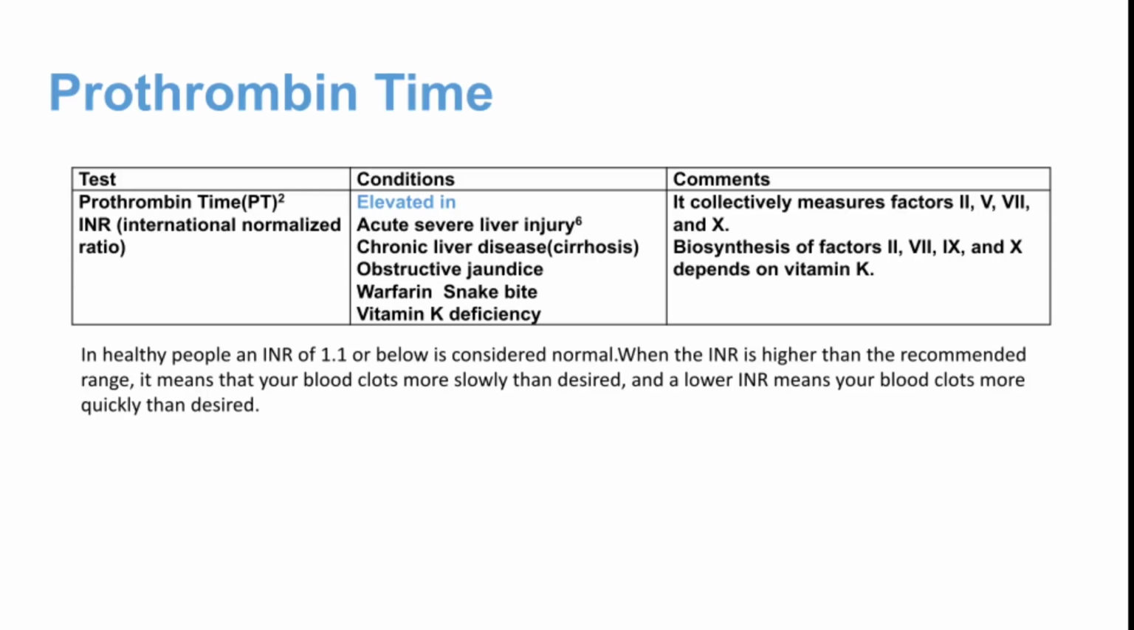Now, conditions where PT and INR are elevated. Normally PT is around 1 to 1.1. If it is more than 1.5, it is an alarming level. It is elevated in acute severe liver injury, chronic liver diseases, obstructive jaundice. In warfarin induced cases INR can be elevated, snake bite can produce it, especially viper bite, and vitamin K deficiency can also produce this elevation in the PT and INR.